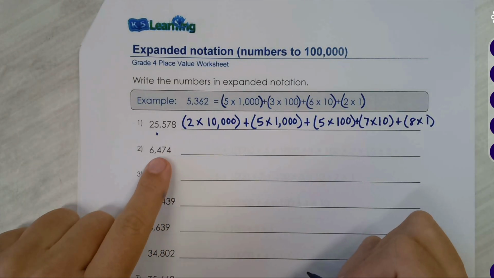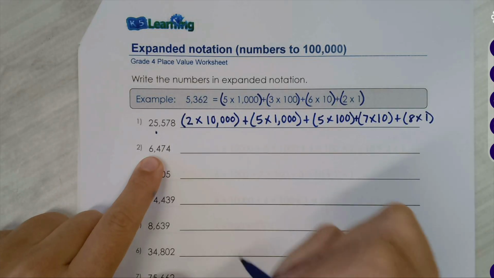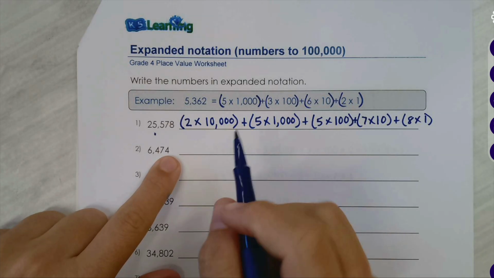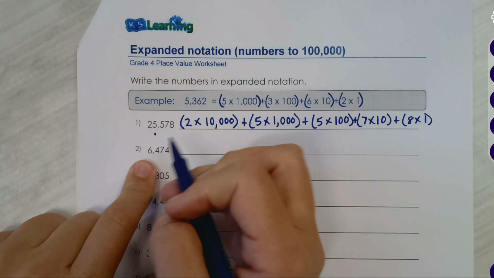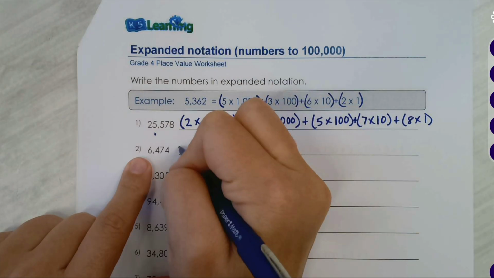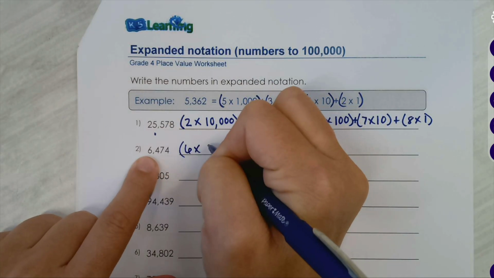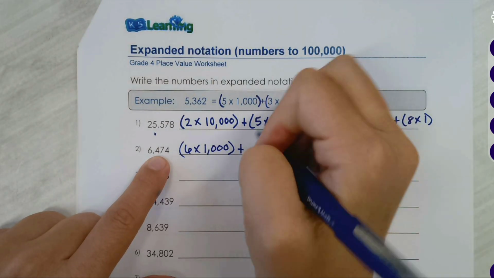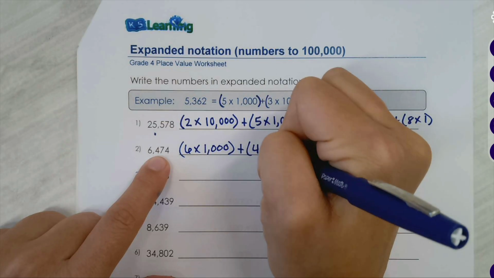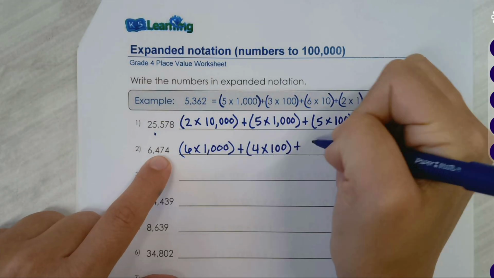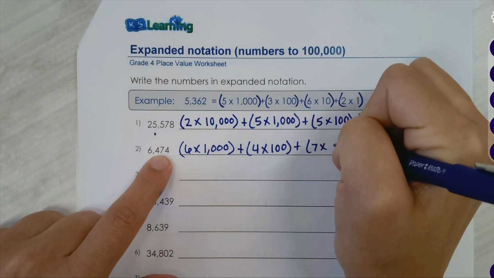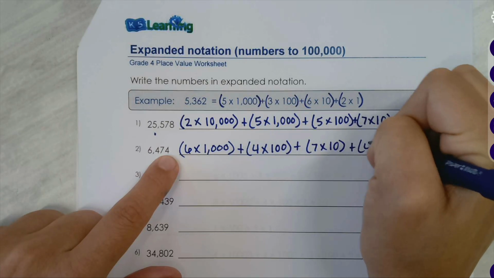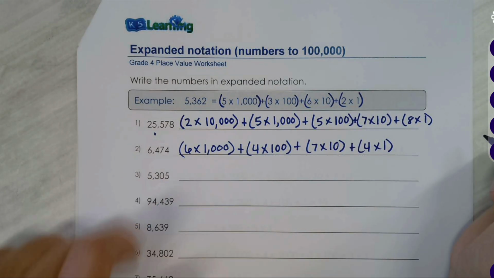Excuse me. All right, let's do number 2 together. It says 6,474. Well, to start my expanded notation equation, I need to go all the way to the thousands place. So 6 groups of, that's thousands place, so 1,000. 6 groups of 1,000. Plus, now I'm in the hundreds place, 4 groups of 100. Plus 7 groups of, that's tens place, so 7 groups of 10. Plus 4 groups of 1, because that's the ones place.